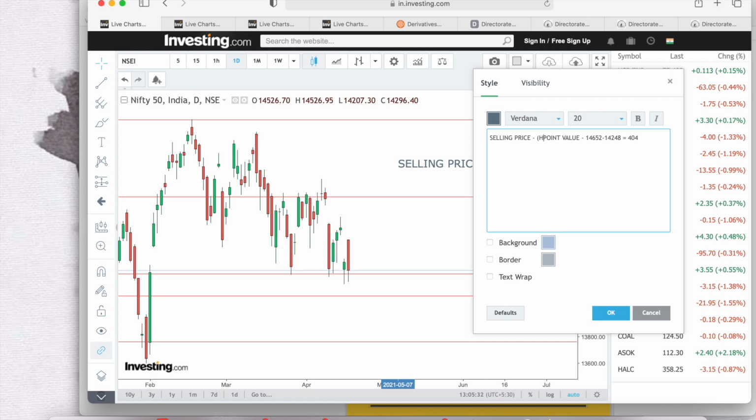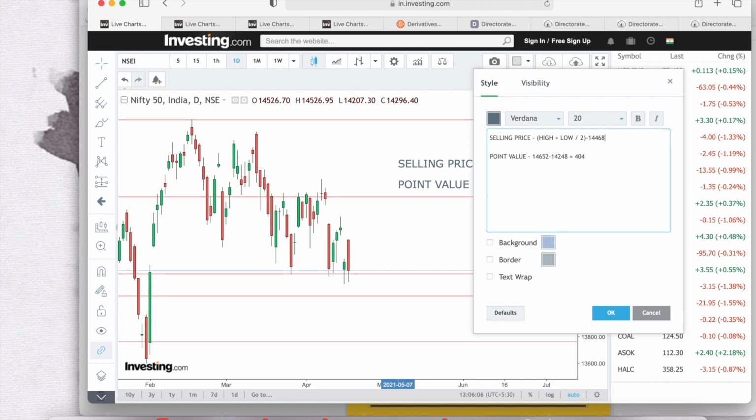Selling price is high plus low divided by 2. Very similar to the patterns I have taught you. See, the principles are nearly the same. It's 14652 plus 14248 divided by 2, that comes to 14468. Now this is the point where you have to sell the market. Any time it comes to 14468, this is a sell price on the market.